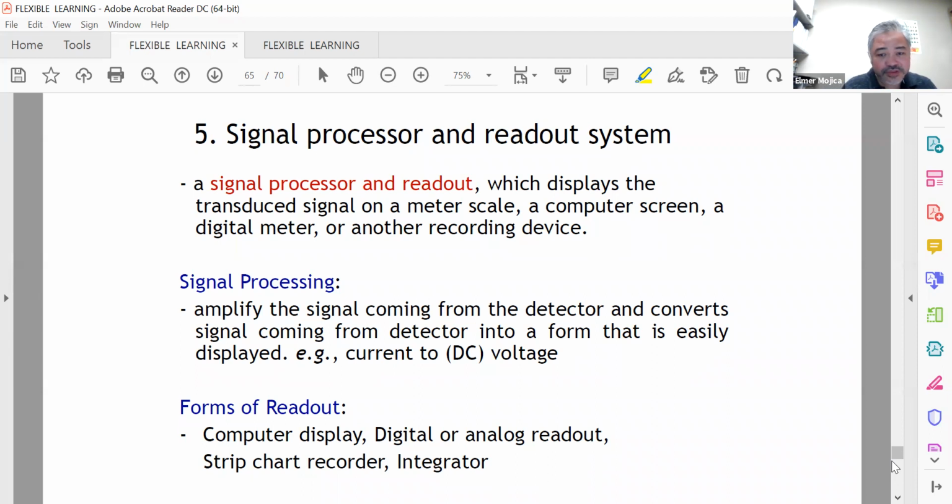So there's really a conversion from current to direct current voltage, and the form of the readout: computer display, digital or analog readout, strip chart recorder, or integrator. Usually right now it's all numbers. Before, you had to look at a certain line to see what number it is. Let's say like this watch: that's an analog one, but right now it just displays the number or the reading right away.